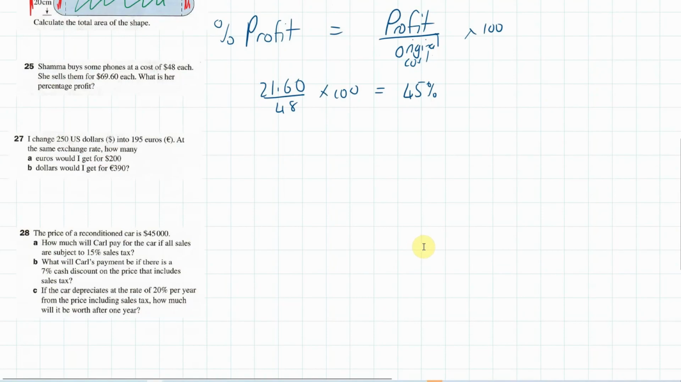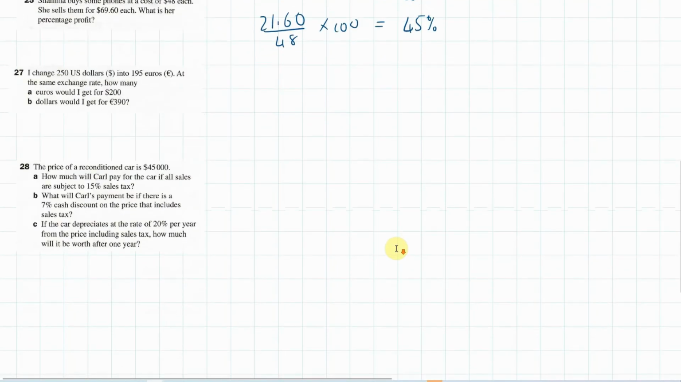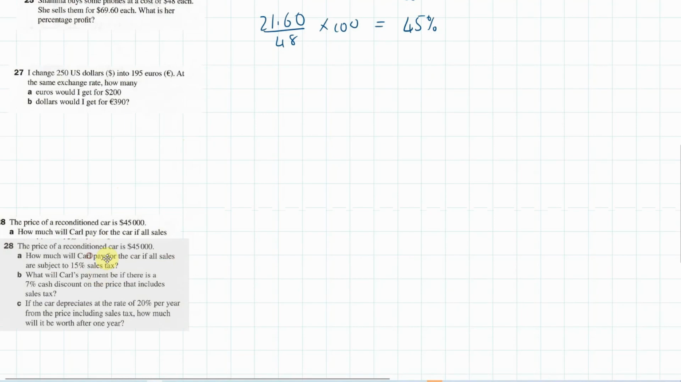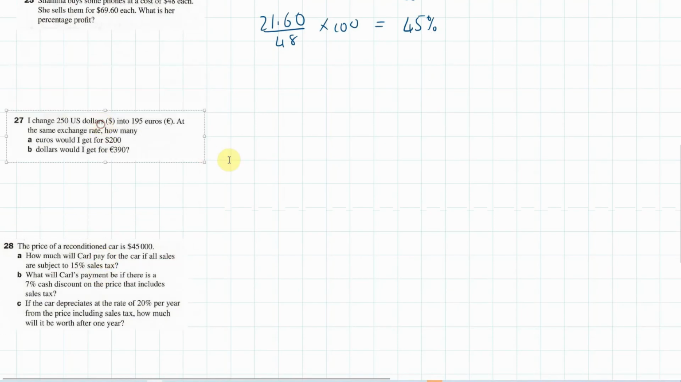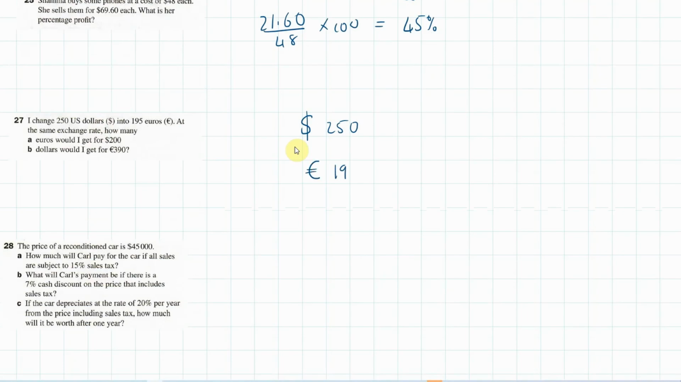Okay, second to last one for the day. We're going to look at exchange rates. So I can exchange $250. So we'll make this dollars, 250, and then we can exchange it into euros for 195 euros. Okay, and then we want to go for A. We want to get from $200 to euros, and then for part B, we want to get from 390 euros. Okay, so how are we getting here? This is the one we want, and this is the one we want.